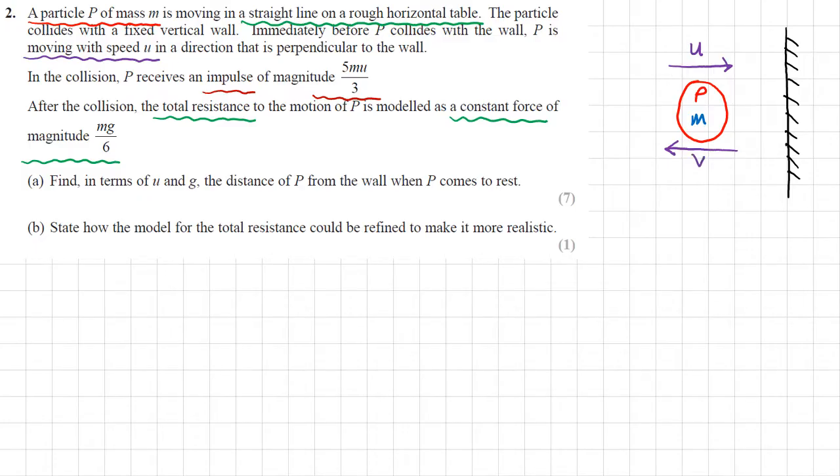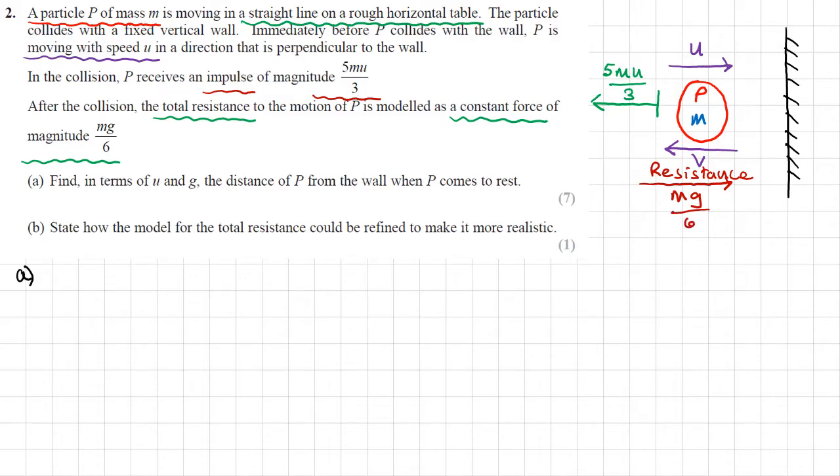And then there's an impulse which the wall gives the ball, and its magnitude or size is 5mu over 3. And then when the particle's moving away from the wall, there's this constant resistance. So as the ball is moving away, the resistance is going to act towards the wall, so it's going to be acting in this direction here. So this is my resistive force, and that is mg over 6.